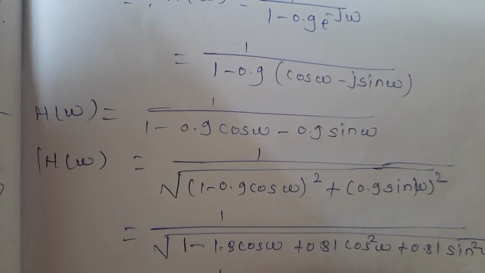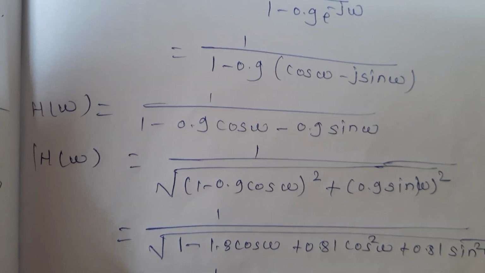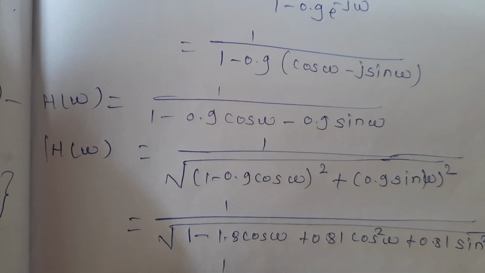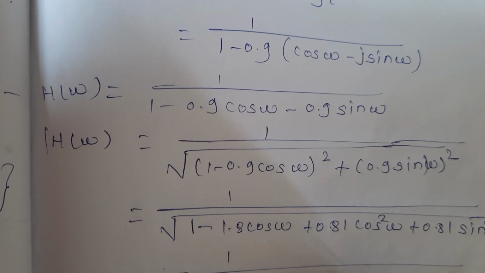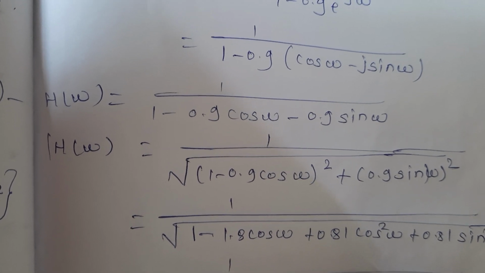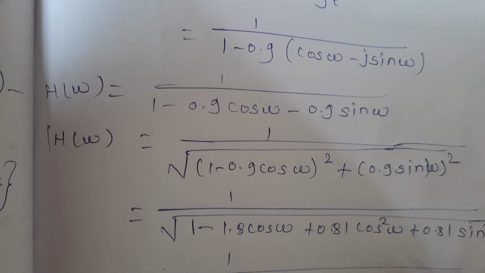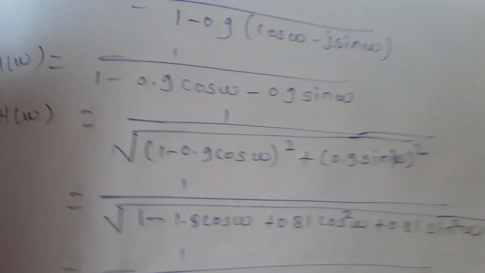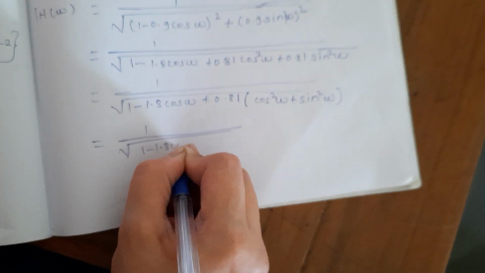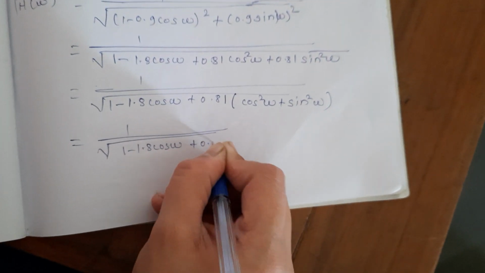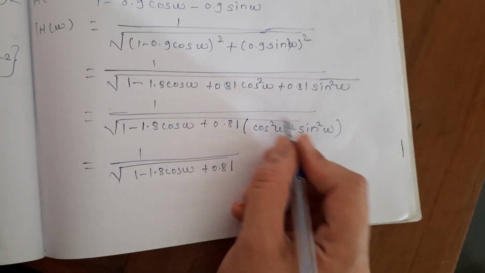Again it is 1 divided by square root of 1 minus 1.8 cos of omega plus 0.81, which is common, taken outside, cos square omega plus sin square omega. Now cos square plus sin square is 1. So the equation is 1 divided by square root of 1 minus 1.8 cos of omega plus 0.81.